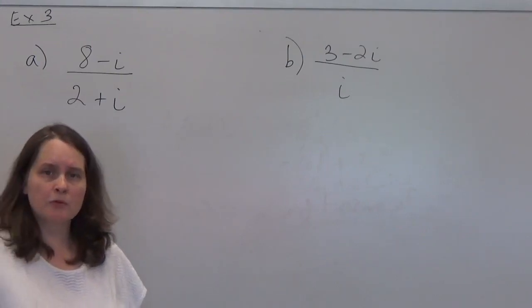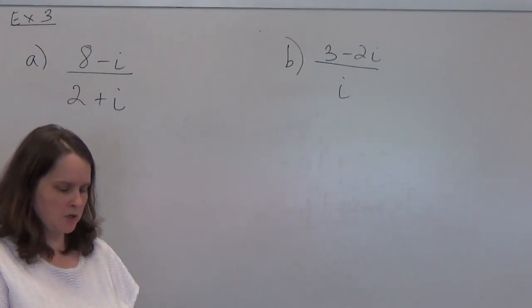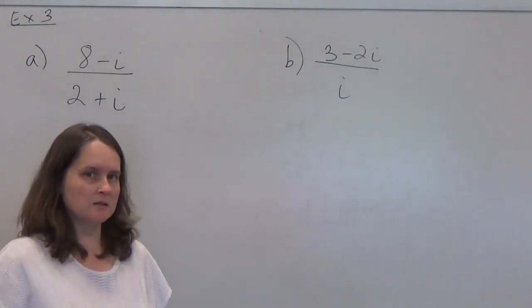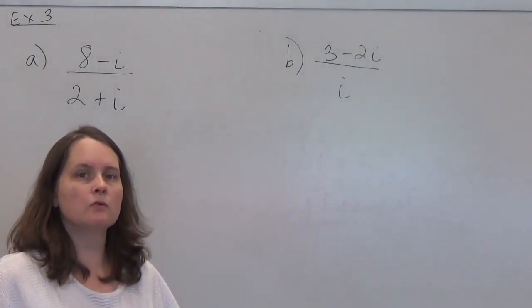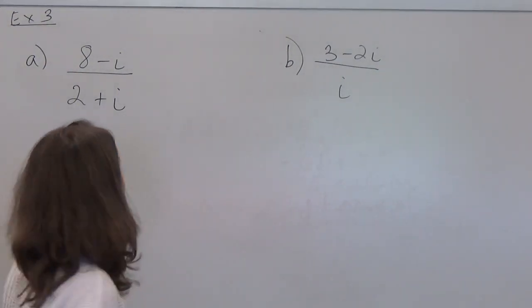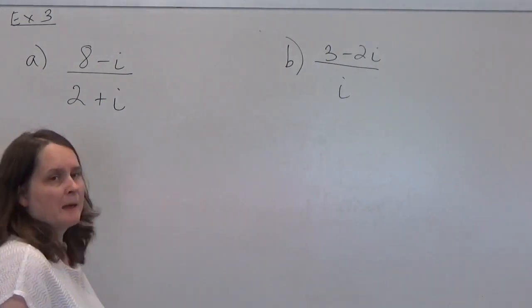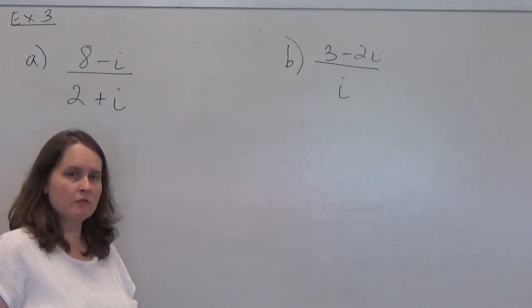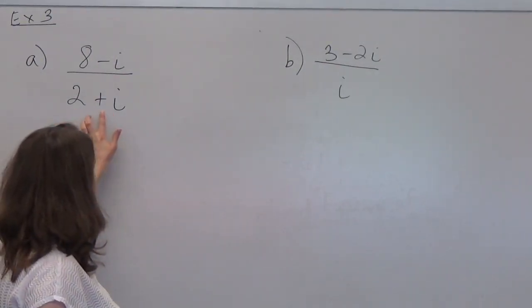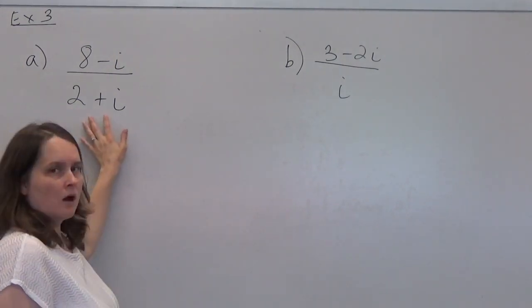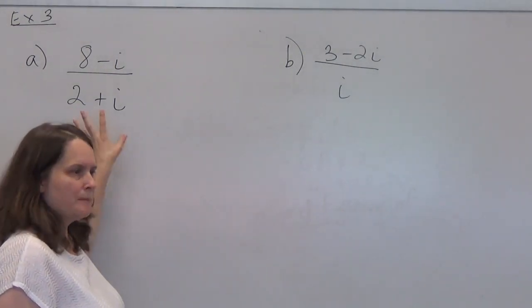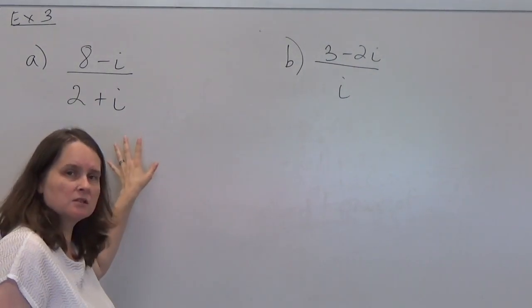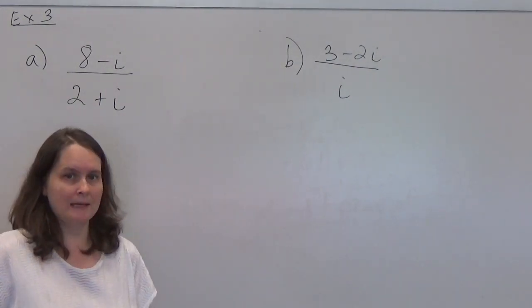So for example 3, we are asked to write each quotient in the form a plus bi. So again, we're asked to write this in the standard form for a complex number. Of course, this is not in the a plus bi form because this is a big fraction. And with us having two separate terms in the denominator, we cannot just manipulate this using basic arithmetic to get it in the form that we need it in.